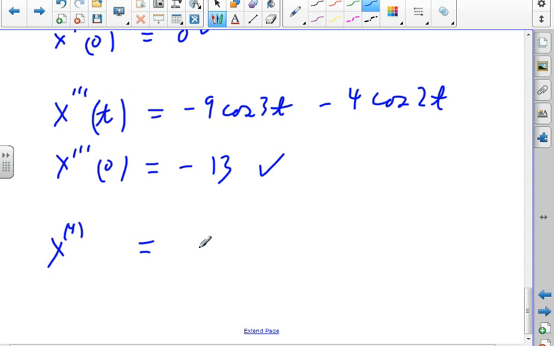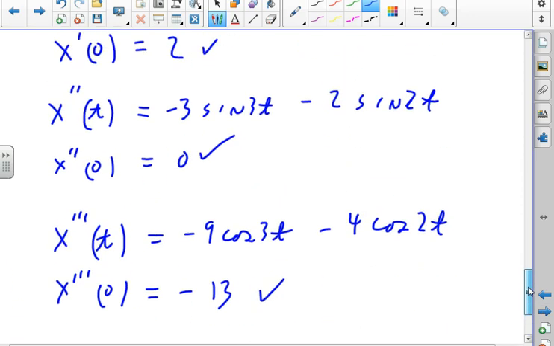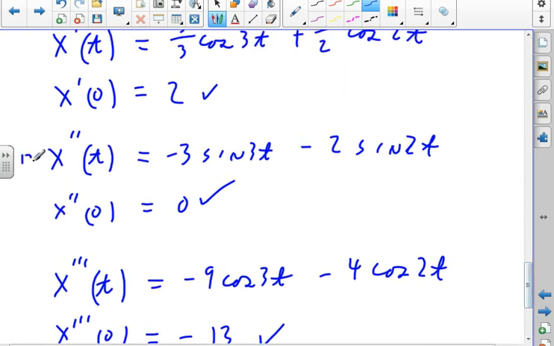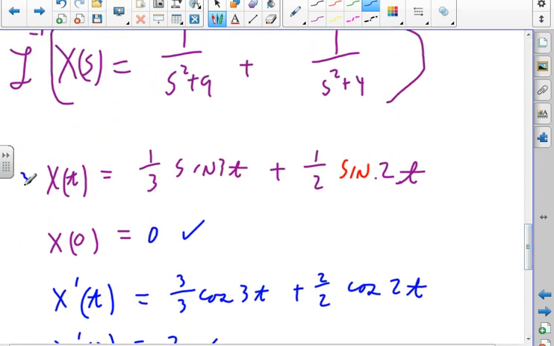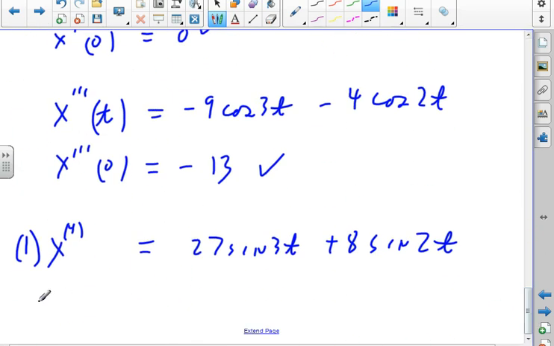And now if we take the fourth derivative, I would imagine we're going to get it to check again. It's going to be 27 sine, and it's going to be plus 8 sine. And we're supposed to take one of those guys and 13 of those guys and 36 of these guys, and we're supposed to get 0.